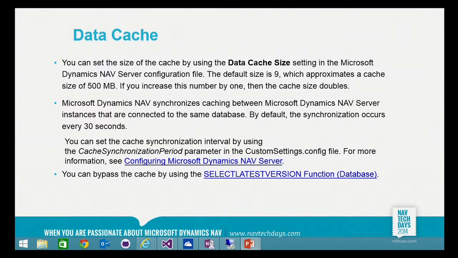If you have multiple NSTs, then the cache is synchronized between them, and you can change the cache synchronization interval. By default, it's set to 30 seconds. That means that every minute you are guaranteed to retrieve the latest value. And you can kind of bypass the cache by calling select latest version. If you call that function, it guarantees that the result set which you retrieve will be cached no later than when you call this function.